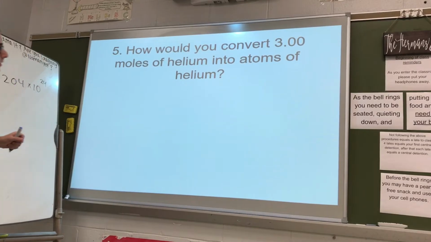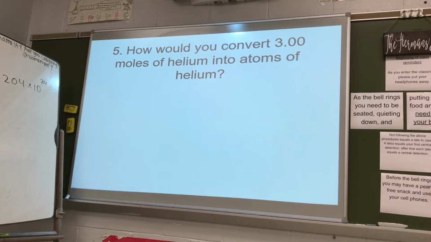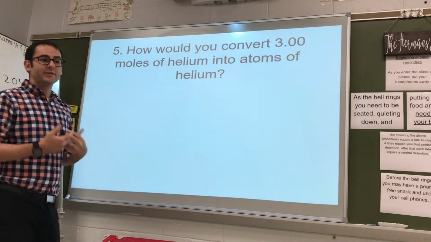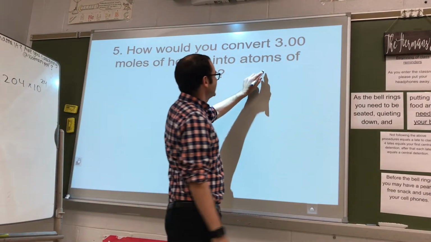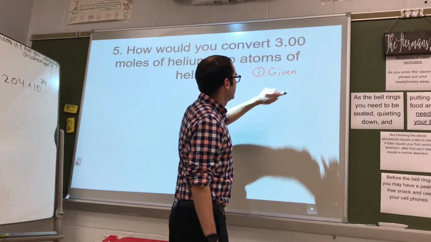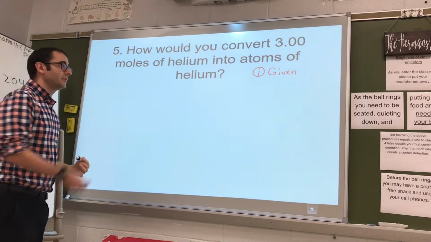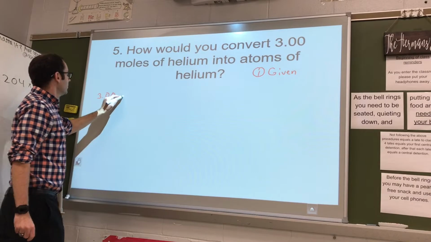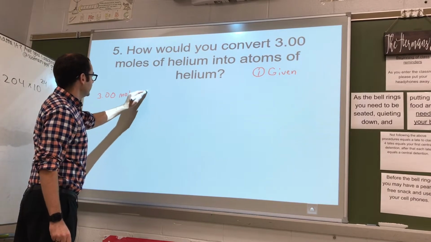How would you convert 3.0 moles of helium into atoms of helium? All right. Over the summer, we did something called dimensional analysis. We're going to use that here. With dimensional analysis, first you need to identify the given, which is usually the number in the problem, and in this case, it's 3.00 moles of helium.